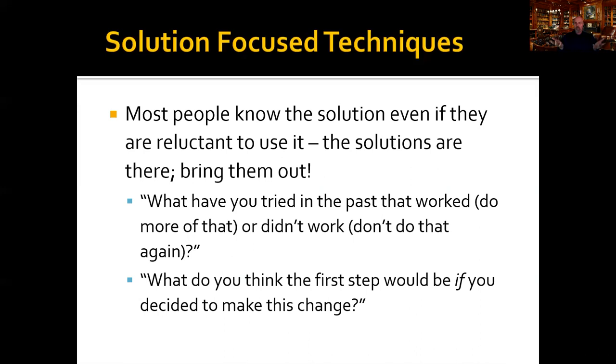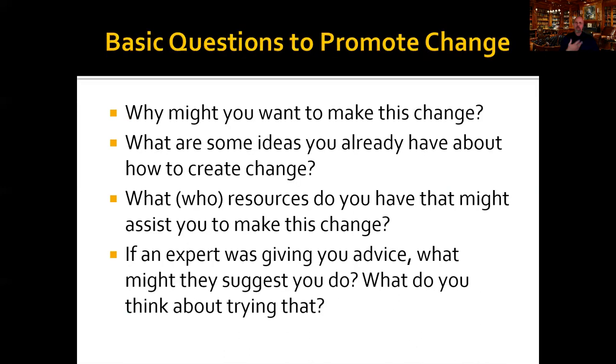If it didn't work before, there might be a teeny tiny possibility that it might work this time, but it's far more likely that if it didn't work before, it's probably not going to work again. And then again, part of the solution-focused technique is asking the person, well, what do you think the first step would be if you wanted to make this change? Again, it's collaborative, it's working with the person, it's coaching them to come up with their own solutions. So there's lots of questions we can use to promote change.